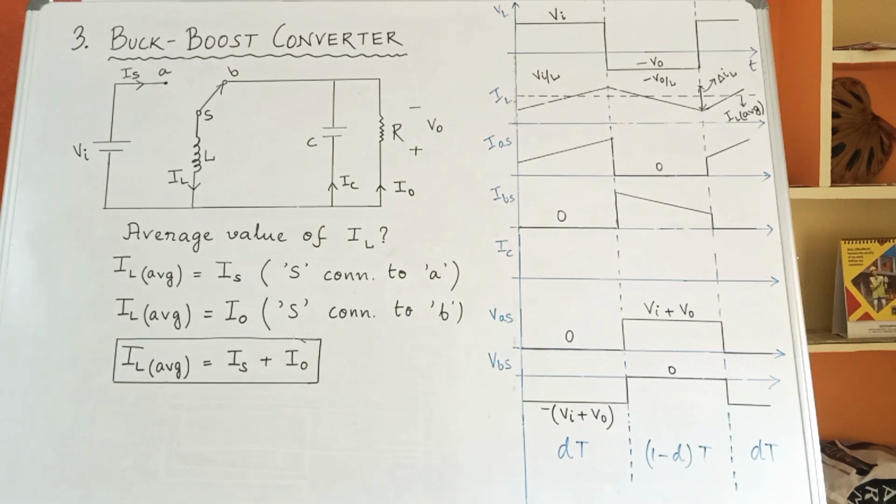So, I have represented by the dotted line in the IL waveform the IL average part, which divides IL into two equal halves, and the peak to peak ripple is considered as del IL.